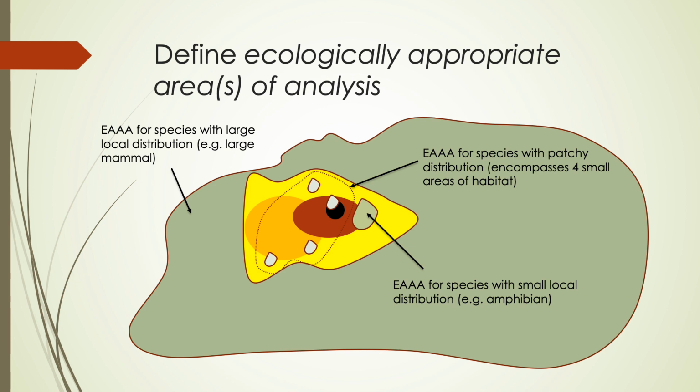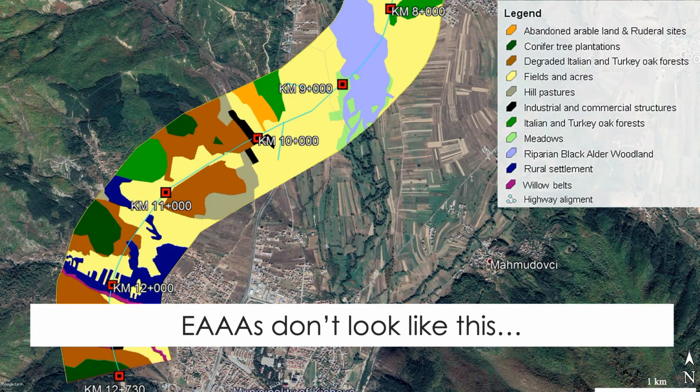Where it can be shown that multiple values have largely overlapping ecological requirements and distributions, a common or aggregated EAAA may be appropriate. At this stage, EAAAs will be a first approximation based on the information available. They will be further developed and refined once fieldwork is undertaken. Remember, an EAAA follows the natural distribution of a species or ecosystem with ecologically sensible boundaries. It is never defined by a fixed perimeter around a project.